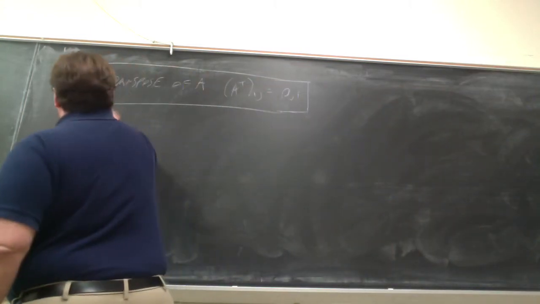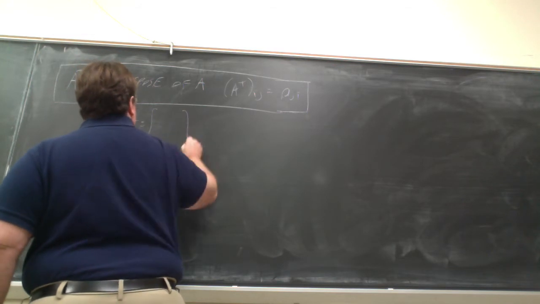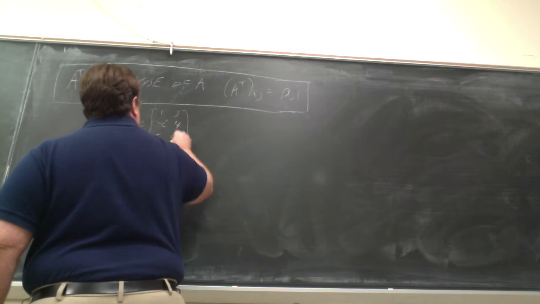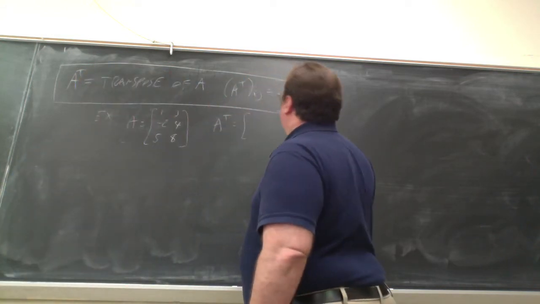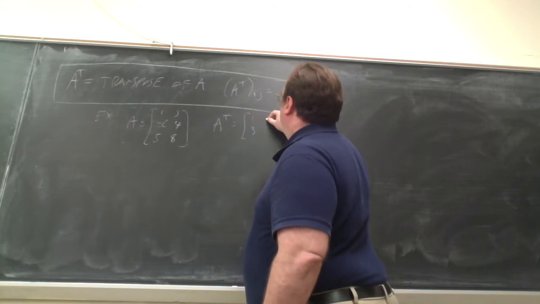So for example, if I make up say a 3 by 2 matrix, then A transpose is a 2 by 3 matrix. So the first row of A is the first column of A transpose.